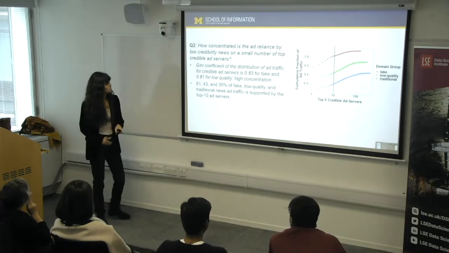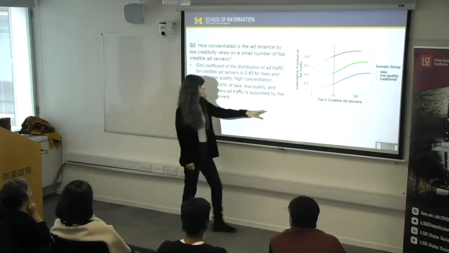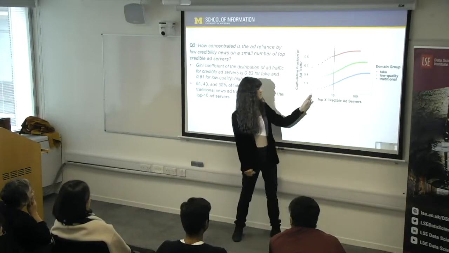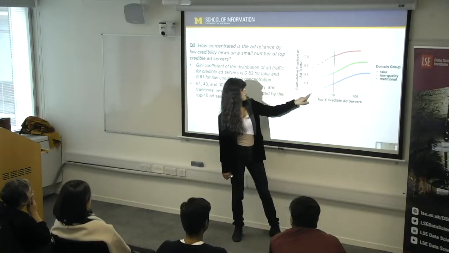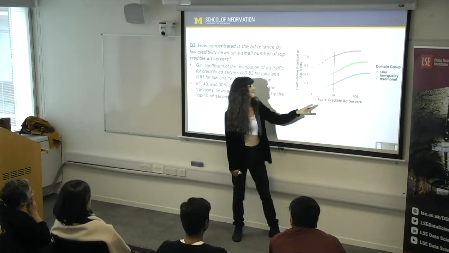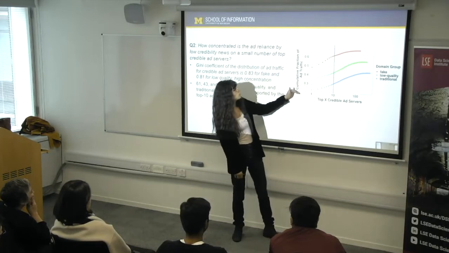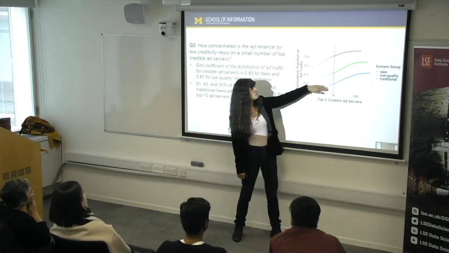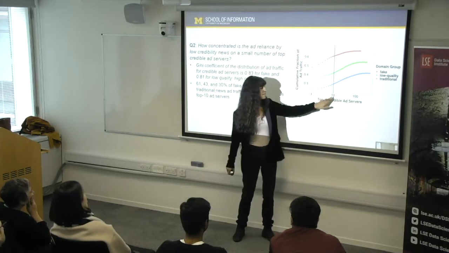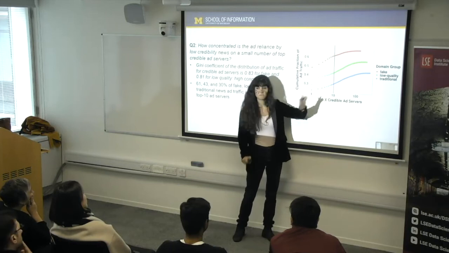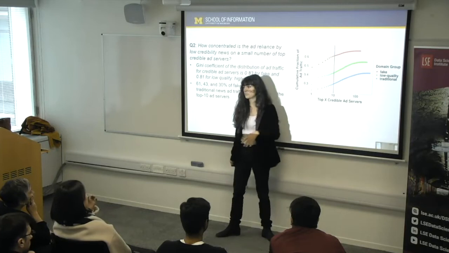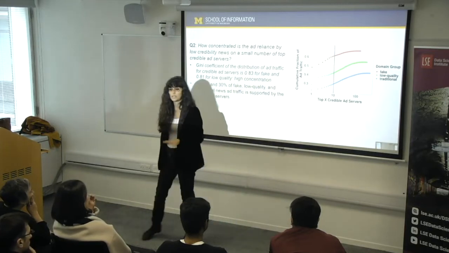And if you look at this plot, here on the x-axis we have the top X credible ad servers. So this is basically various Google ad servers, if you will, right? And how much of the cumulative ad traffic they are accounting for, for 3 different groups. So you can see that the top 10 servers are accounting for roughly 30% of the traditional news ad traffic.